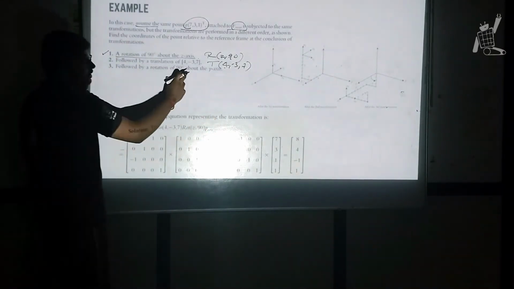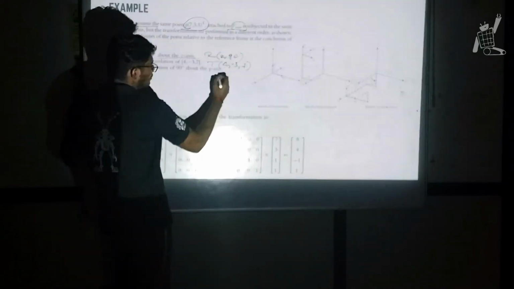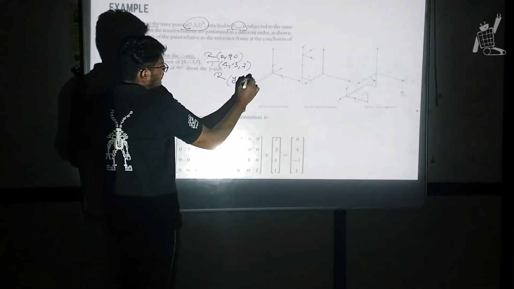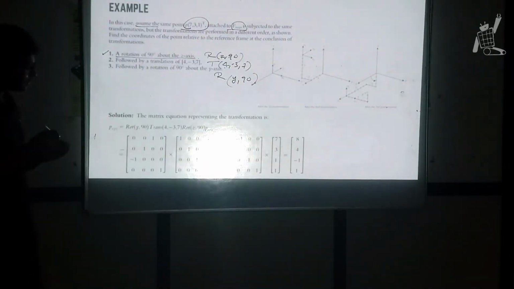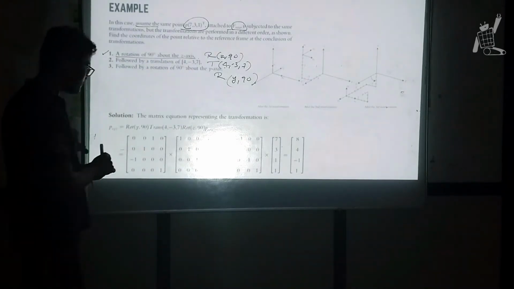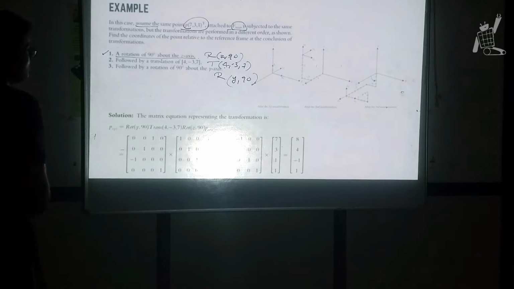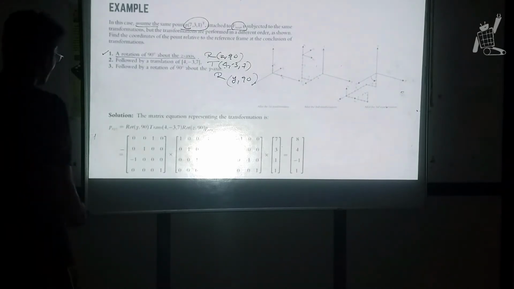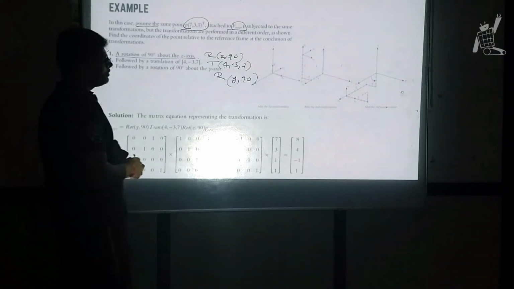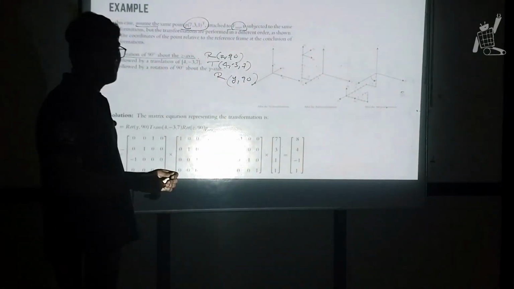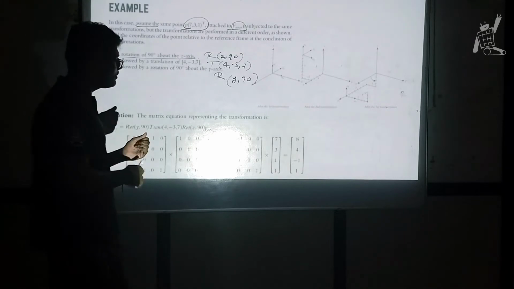Then it is followed by a rotation of 90 degrees along the y axis. These are the three transformations that happen to that point, and that point is attached to the n-o frame. Attaching means that the point is referred with respect to the n-o frame, not with respect to the reference frame. So this is the diagrammatic, graphical representation of how the transformation has happened.